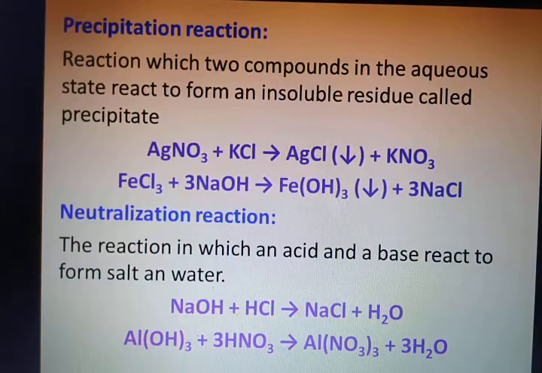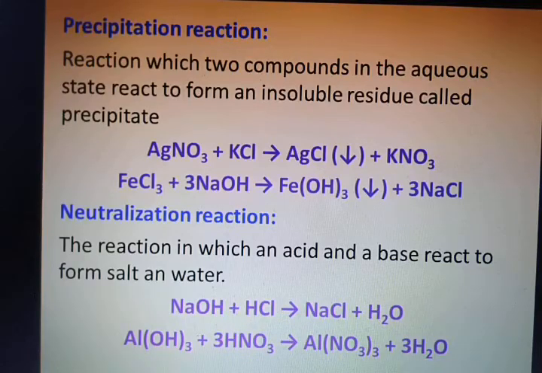Example, silver nitrate, AgNO3, reacts with potassium chloride to give silver chloride, which is the precipitate or the insoluble substance, the residue left out, plus potassium nitrate, KNO3. Ferric chloride reacts with sodium hydroxide to give ferric hydroxide plus sodium chloride. Ferric hydroxide is insoluble, the precipitate.